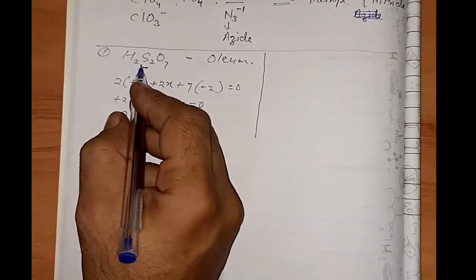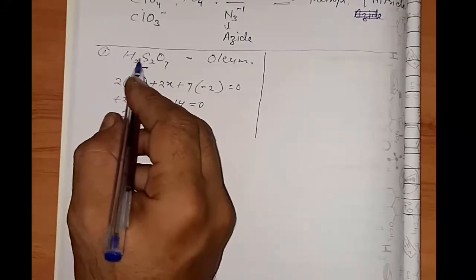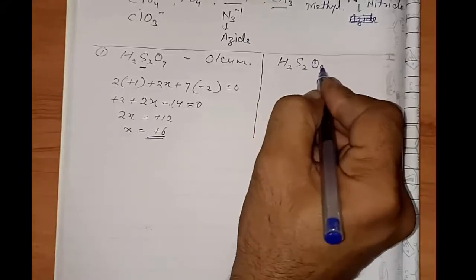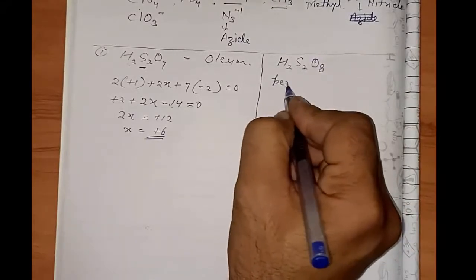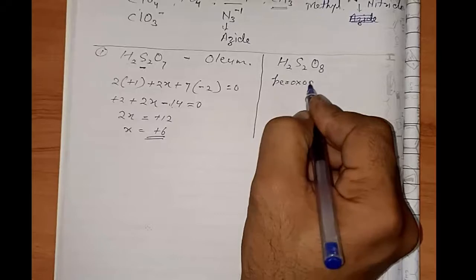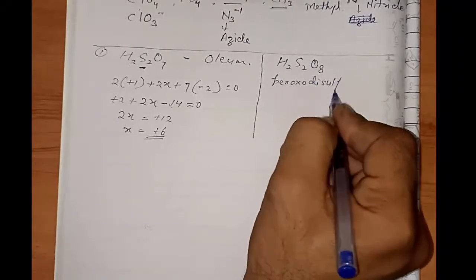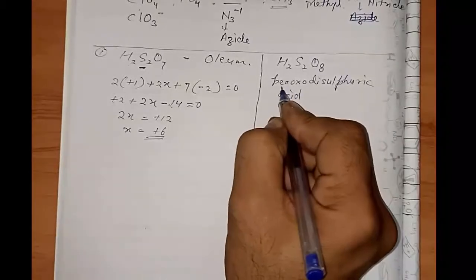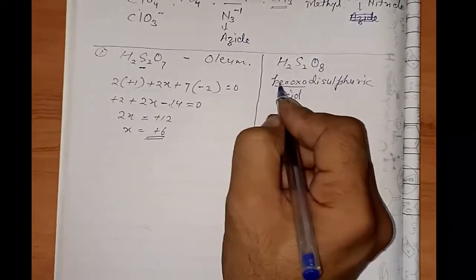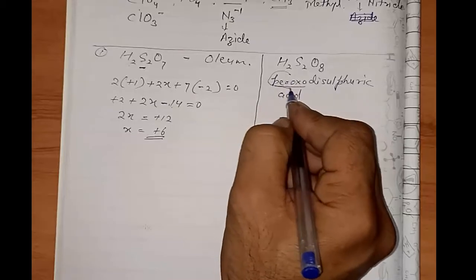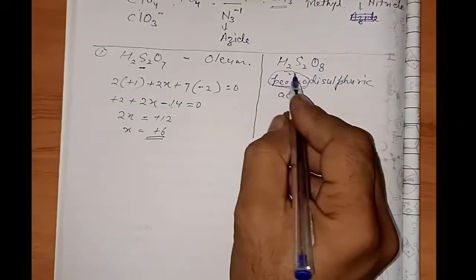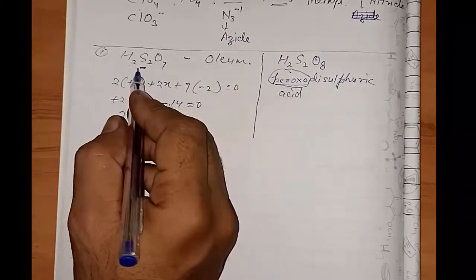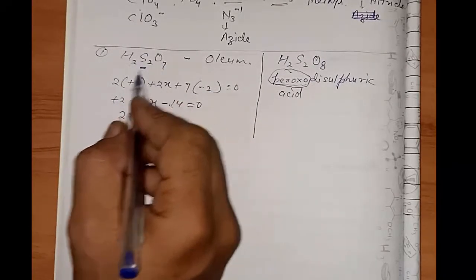This is also called disulfuric acid. Another example I take is H2S2O8. This is called peroxo disulfuric acid. The name suggests that there is a peroxide bond. As you can see, peroxo means there is a peroxide bond. The name of oleum can be written as disulfuric acid.